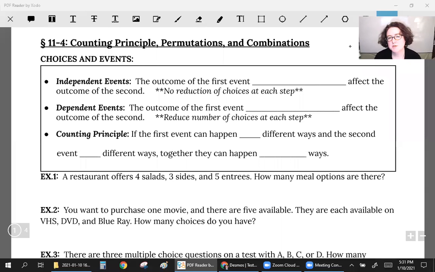In our last lesson for this unit, we're changing gears a little bit, and we're going to look at a few probabilities, specifically some permutations, combinations, and something called counting principle. We're actually going to start with counting principle.